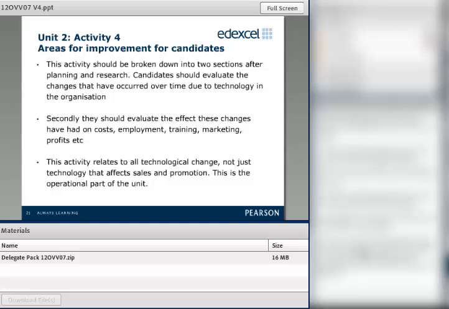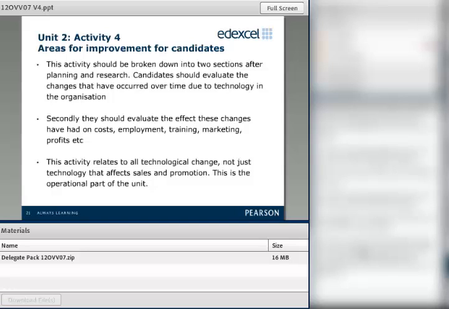So present the information on the changes that have actually occurred. But then they should look at how that's had an impact on costs, on profit, on staff numbers, on training, because as we are right now, instead of face-to-face training, it's much more that they pick it up and look at it in their own time over the internet, as we are here, and so forth and so on. So there's two distinct parts to this activity, and hopefully that will help them break it down to a much greater degree.